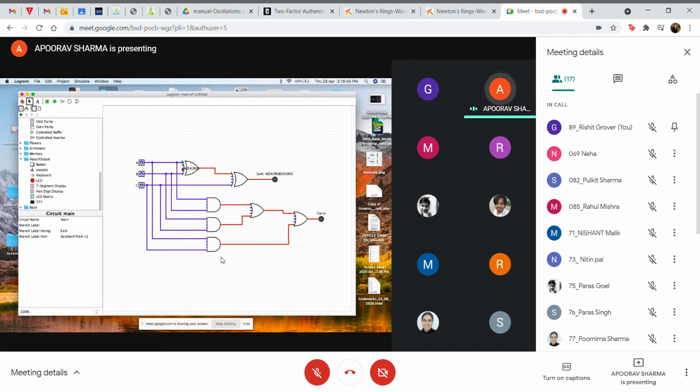This will give you A XOR B, right? And this will give you A XOR B XOR C. Now this gate will give you A and B. Right? I will write it here. A and B.